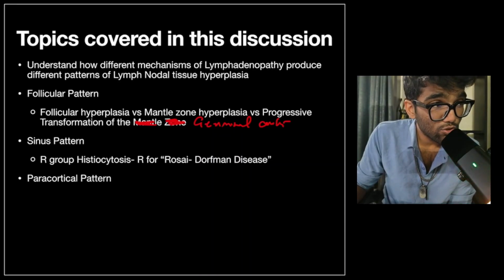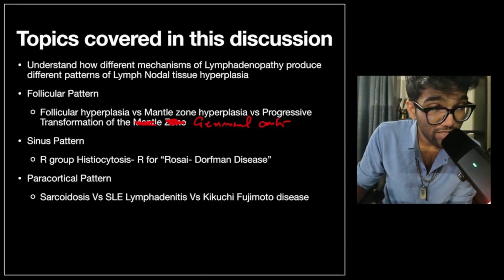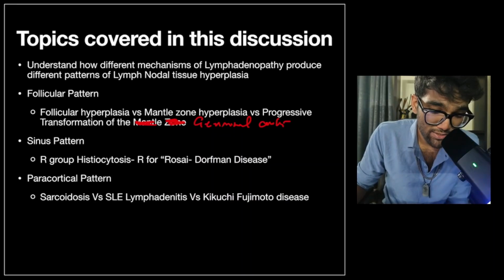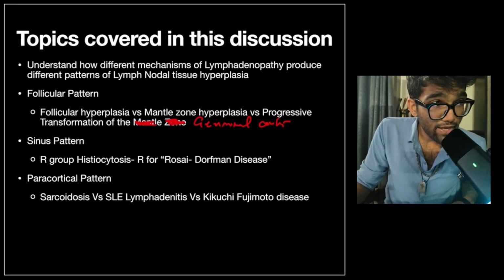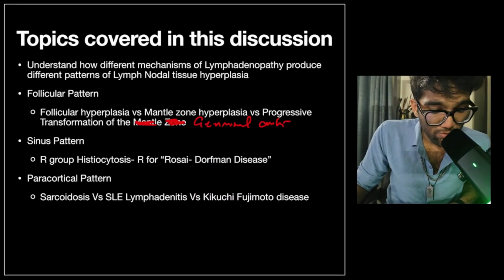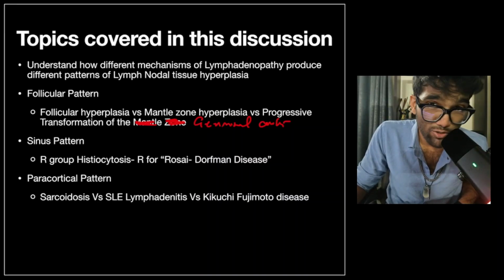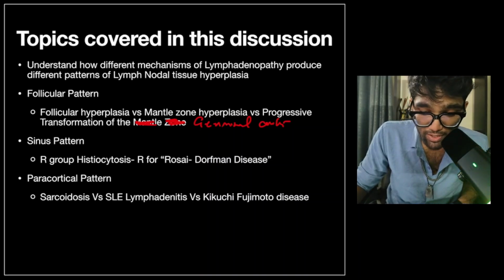Then we'll go to the paracortical pattern. We'll try to understand why the paracortex is affected in sarcoid lymphadenitis, and then we'll try to differentiate it from SLE lymphadenitis and something that looks morphologically very similar and is pathophysiologically in a similar spectrum, that is Kikuchi Fujimoto disease.